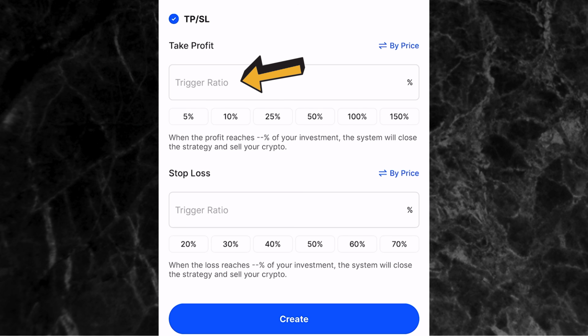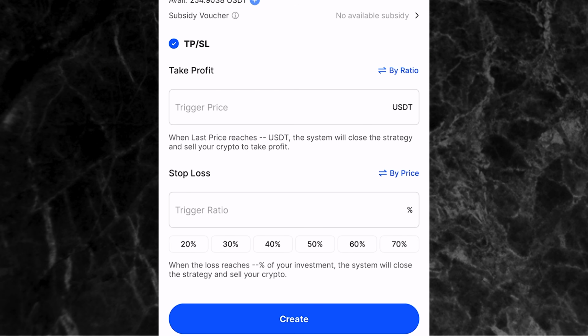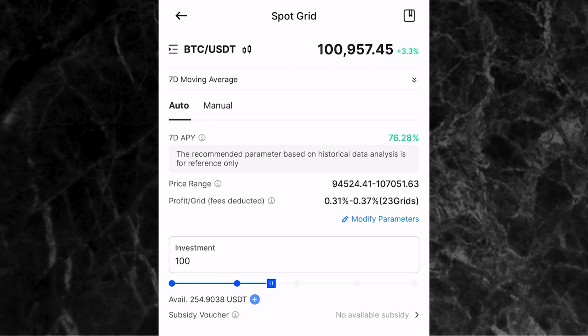So where you have this trigger ratio, just enter the percentage of profit you are willing to make. And where you have the stop loss, put in the percentage of loss you are willing to lose. So I'll be leaving this take profit and stop loss blank for now. So let's go back. Now that's for the auto.